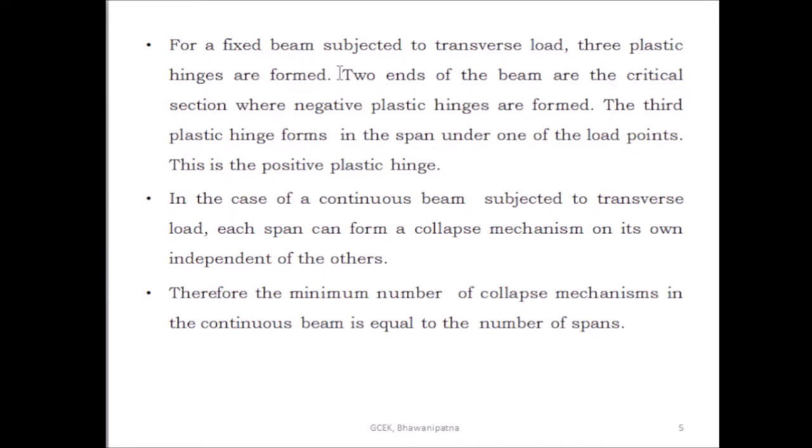And in the case of a continuous beam subjected to transverse loading, each span can form a collapse mechanism on its own, independent of the others. So you have to find the collapse load for each span by considering each span as a collapse mechanism, and the least collapse load is the real collapse load of the structure. So in the case of a continuous beam, the minimum number of collapse mechanisms is equal to the number of spans.